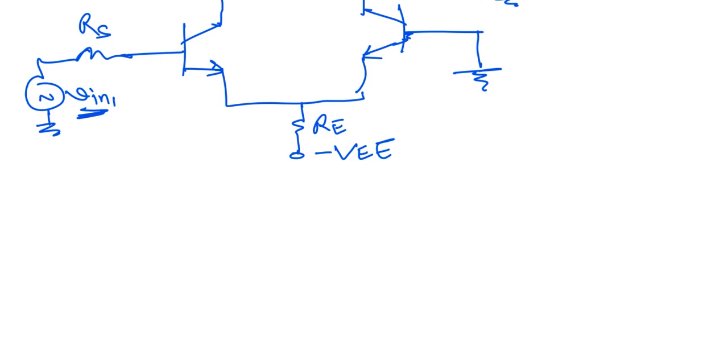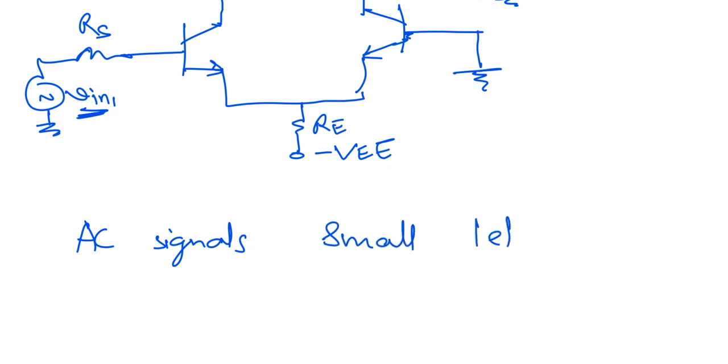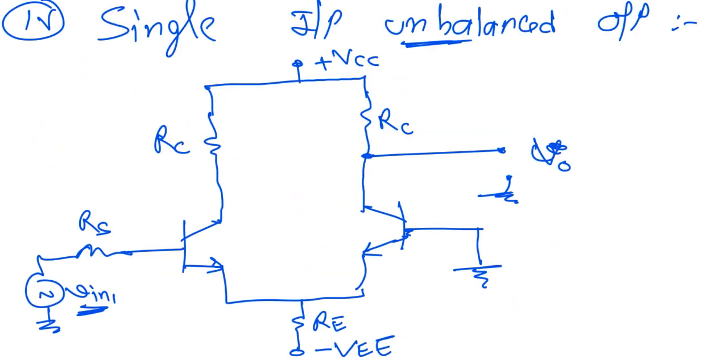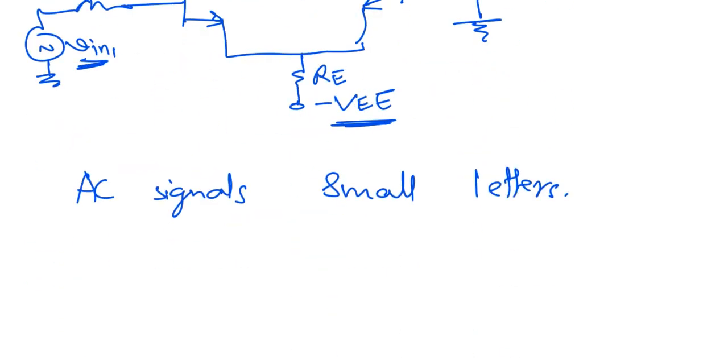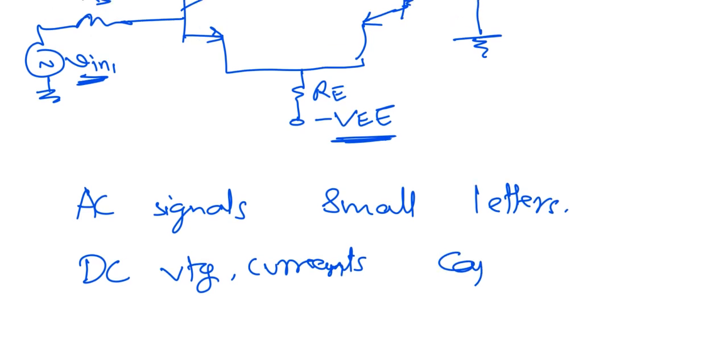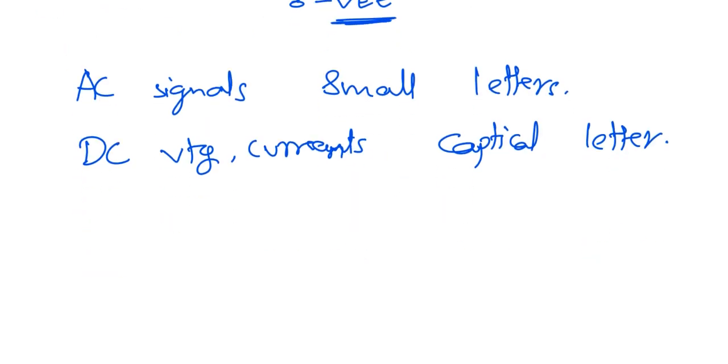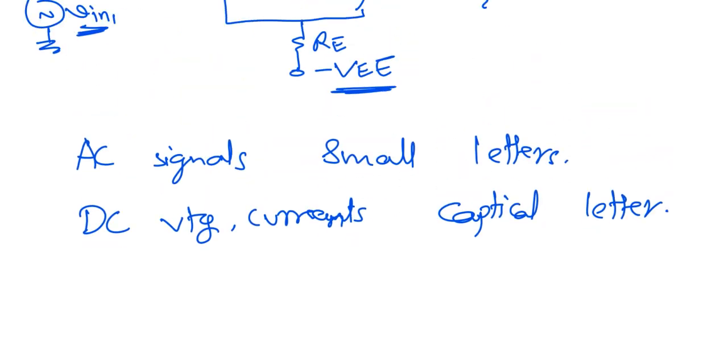This is an AC signal. AC signals, AC voltage, are denoted by small letters. And this is the supply voltage, minus VEE and plus VCC. This is the supply voltage, and that is nothing but DC voltage. DC voltages and currents are denoted by capital letters. This is the notation which all reference books follow, and I will follow this notation as well.